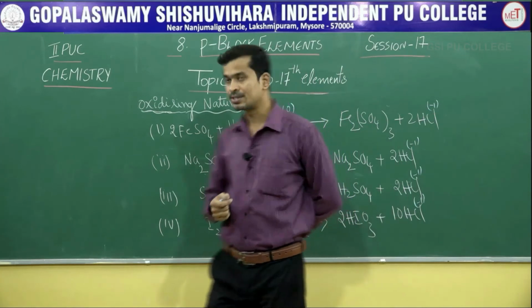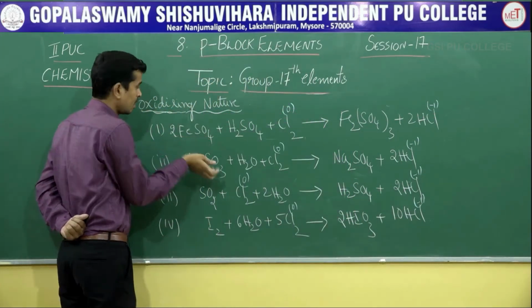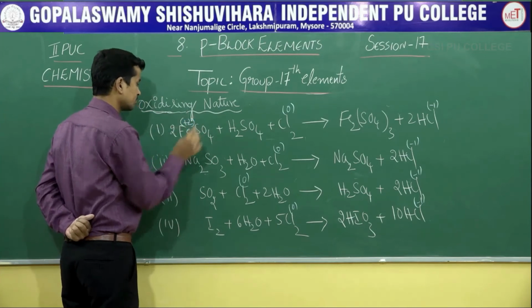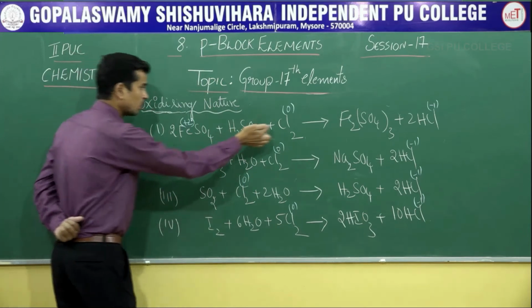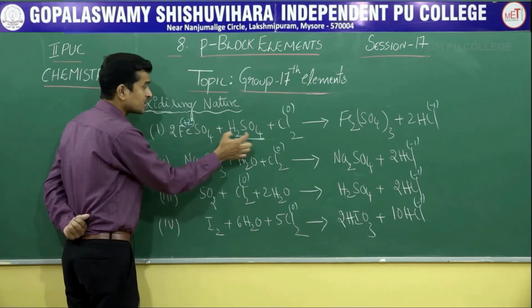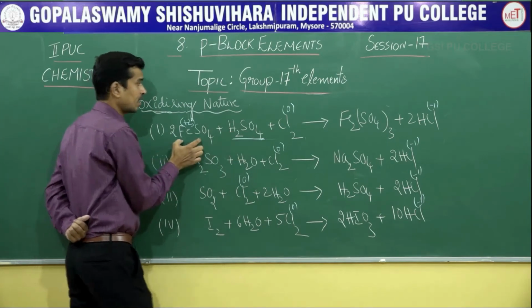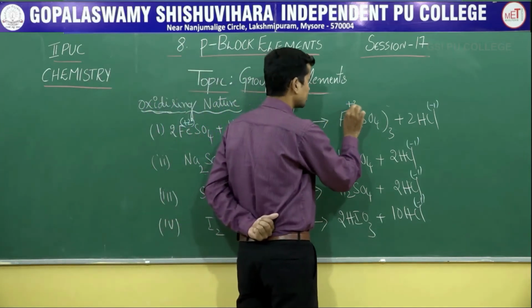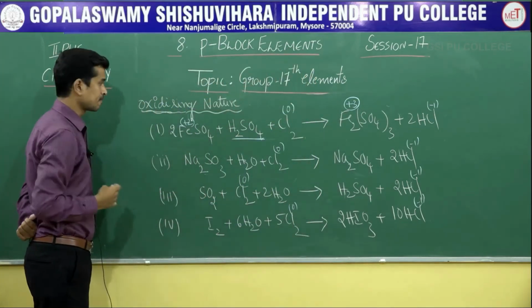Let us consider the first reaction. FeSO4, ferrous. Oxidation state of iron is +2. In the presence of acid H2SO4, in an acidic medium, chlorine oxidizes acidified ferrous salt to ferric salt. Oxidation state is converted from +2 to +3.